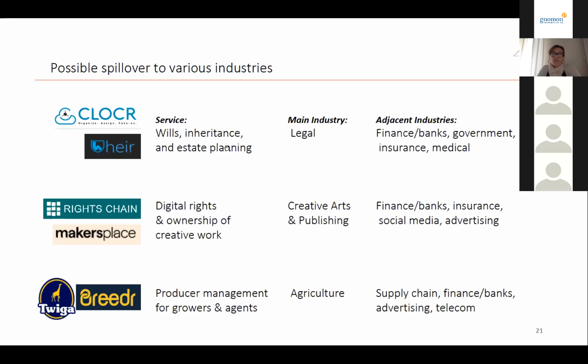So people can change their wills, right? Let's say they suddenly have a new grandchild and they want to put that person into the will, so they can write a new smart contract that amends this one. Obviously the insurance industry and the medical industry as well.